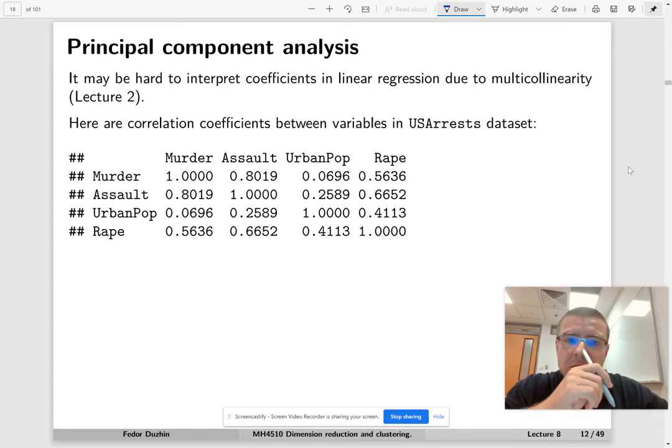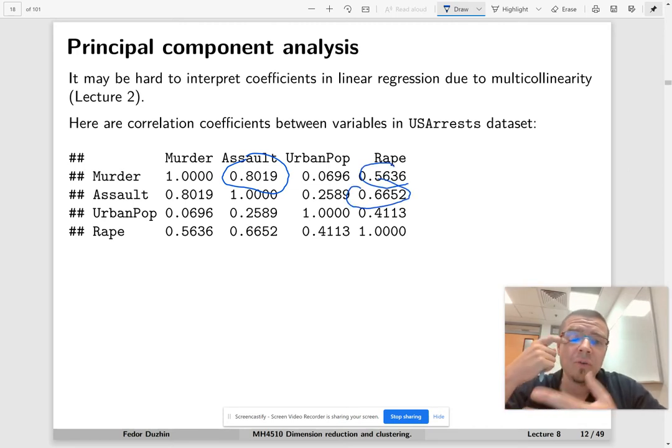So we're going to look at this US arrests dataset, and we're going to compute pairwise correlations between all the 4 variables. And notice that murder and assault correlate very highly. And of course, the correlation with rape is also quite high, because all these are serious crimes.